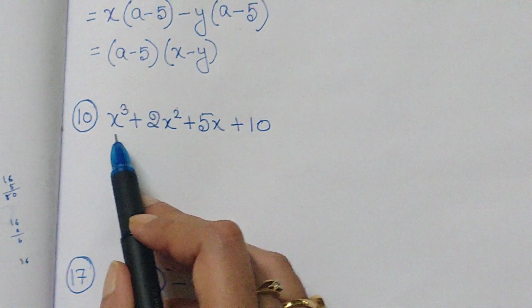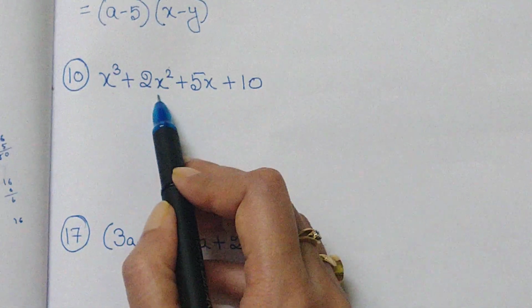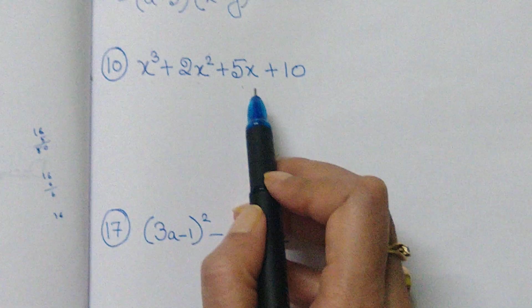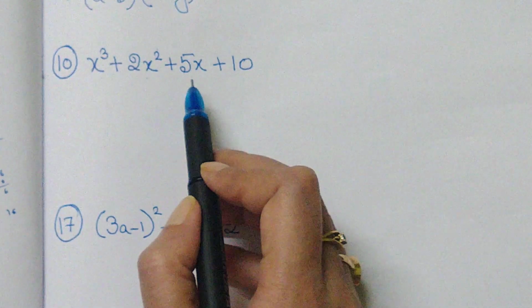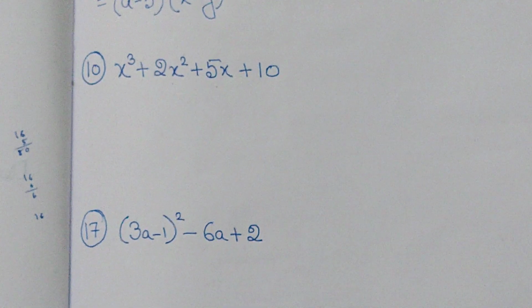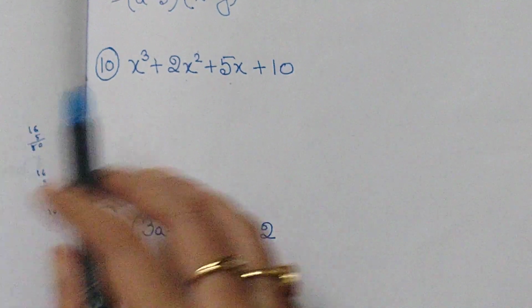Sum number 10. x cube plus 2x square plus 5x plus 10. Over here you can well observe that there are no common factors. So I need to form a group so that I can take out the common factor.